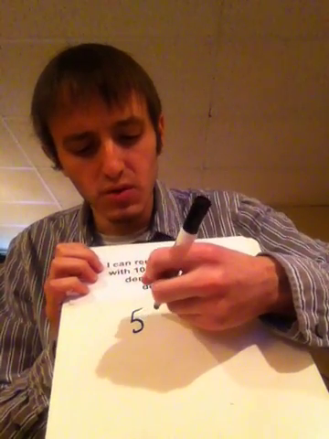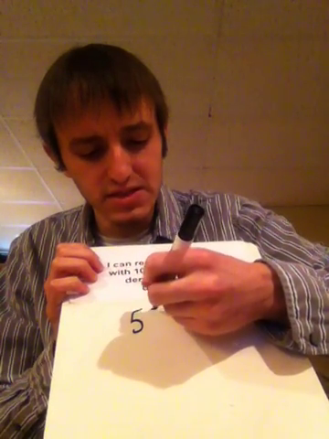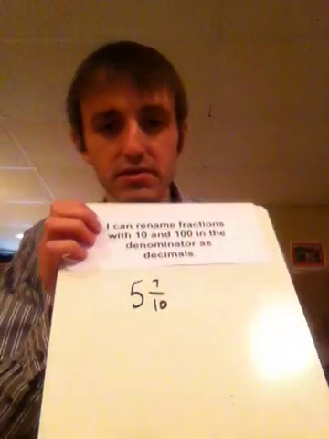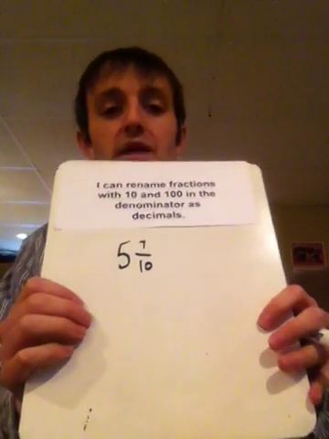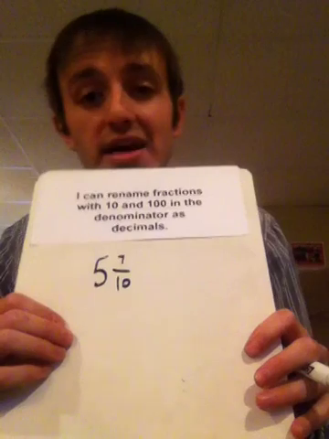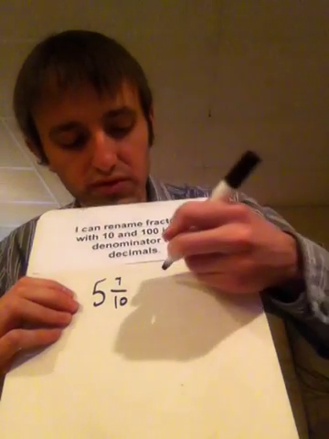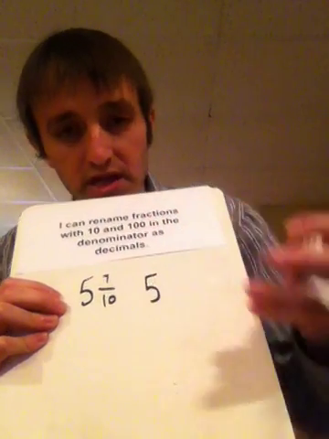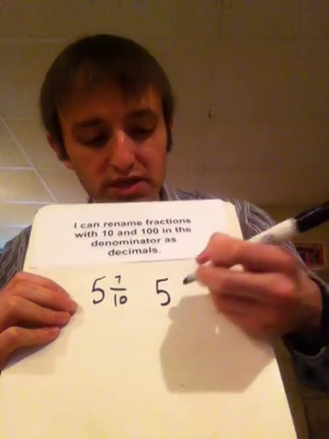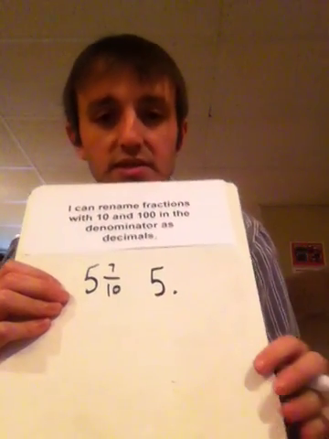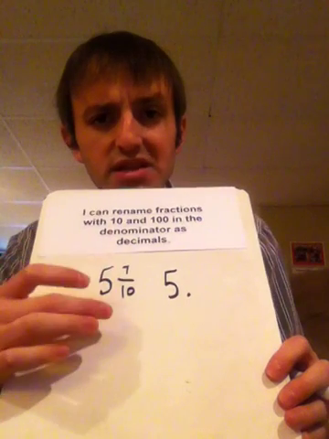Okay? Let's start off simple with 5 and 7 tenths. And we can turn it into a decimal. Well, we know that we have some wholes. We have 5 wholes. Now, what separates our wholes from our parts of a whole is our decimal point. That's the easy thing. Now, this is 7 tenths.